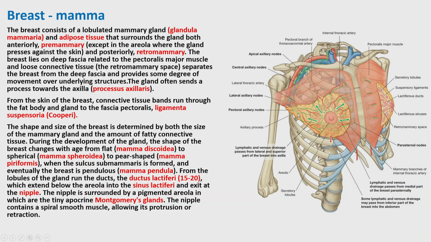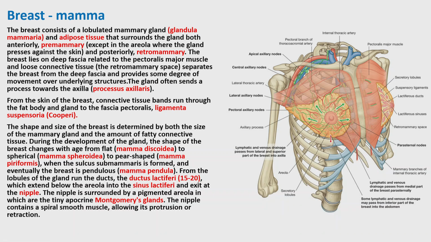The breast, laterally and cranially, has one process which is called the axillary process. So this is the axillary process which is going toward the axilla. This is another part of the breast that you have to know.